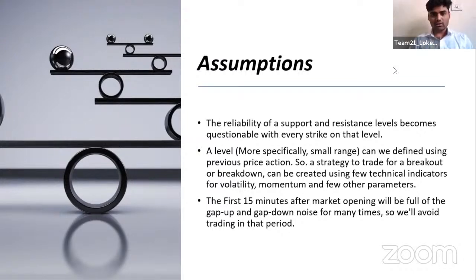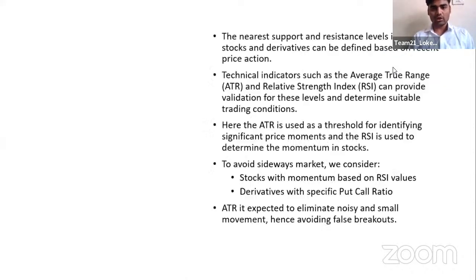Okay, so I was saying that it's only about the resistance and using some other indicators, not exactly technical indicators, but indicators that can show us the volatility, the momentum, and a few other parameters like volume if needed. Then we can create a strategy that revolves around the breakouts and the breakdowns. And the third parameter is the noise in the market. Our assumption is that in the first 15 minutes of the market, because of the gap up and gap down scenarios, there will be more noise and we should not be trading in that. These are our basic assumptions.